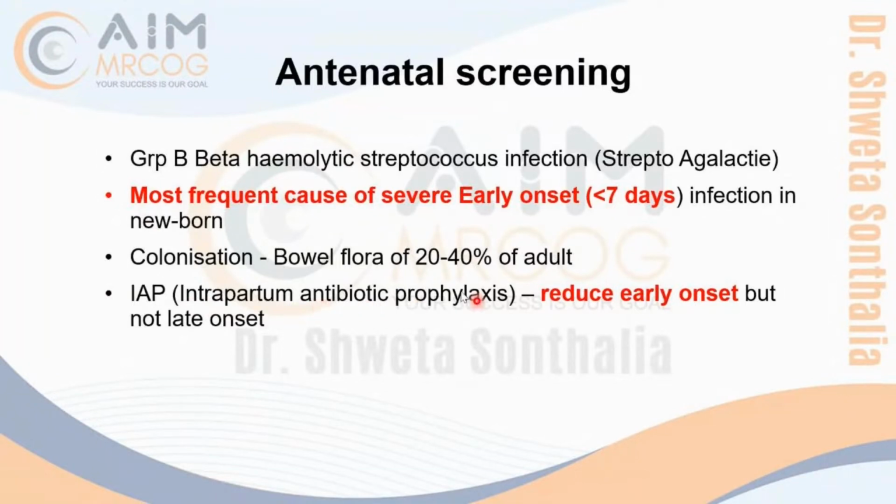Intrapartum antibiotic prophylaxis will reduce early onset infection, meaning within 7 days. But it is not going to reduce the late onset, meaning after 7 days you cannot avoid it by this prophylaxis. Late onset the baby can get, but late onset is not that dangerous. So you want to avoid the early onset because that is most dangerous for the baby, and the baby can even die if you don't treat or prevent it. That is the whole meaning of this guideline: you want to avoid the infection in the baby because it is dangerous.